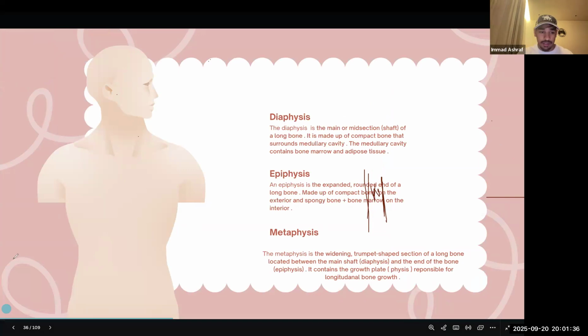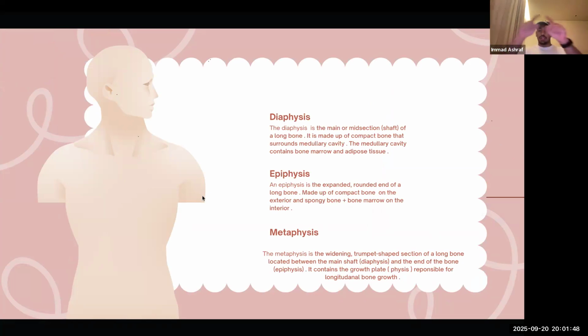Then we have the epiphysis. We have the epiphysis, right? It's the expanded and rounded end of a long bone. So in the end, you see the shaft is long, and then the end is like circular-ish, kind of. So the rounded end is the epiphysis. It's made of compact bone on the exterior, and then the spongy bone and bone marrow on the interior.